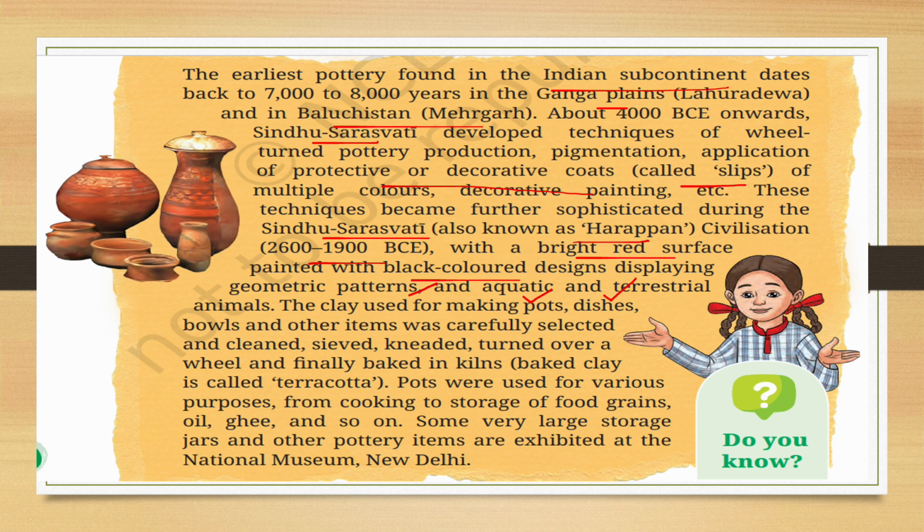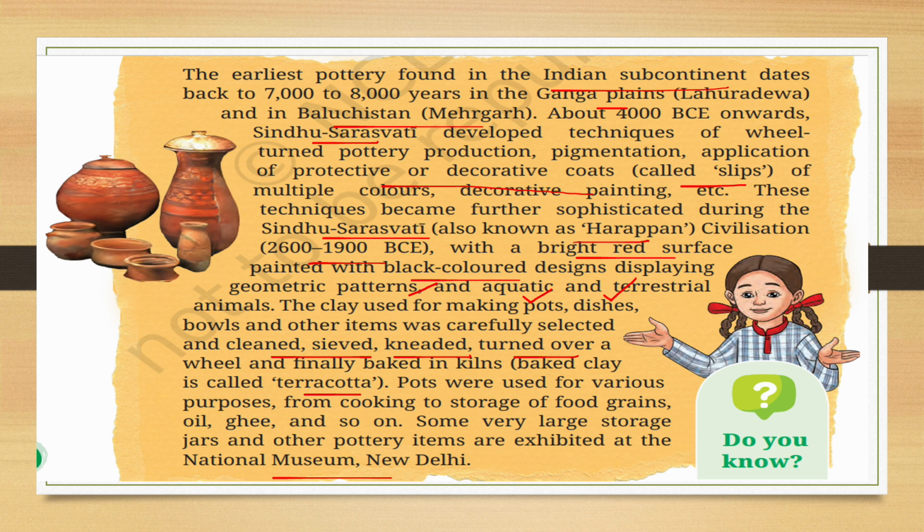The clay used for making pots, dishes, bowls and other items was carefully selected and cleaned, sieved, kneaded, turned over a wheel and finally baked in a kiln. Baked clay is called terracotta. Pots were used for various purposes from cooking to storage of food grains, oil, ghee and so on. Some very large storage jars and other pottery items are exhibited at the National Museum, New Delhi.